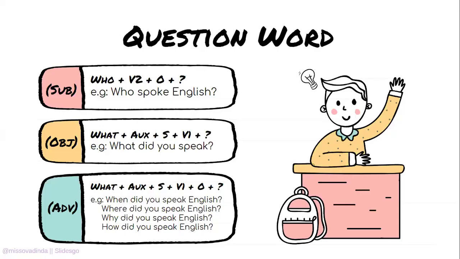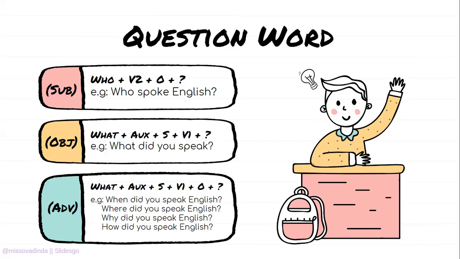Next, we will learn about question words, or WH questions. In Bahasa, we call it 5W1H. The first is who. If we are asking about who, of course we are asking about the subject. So who is directly followed by verb 2, because we don't know who the subject is. That's why we ask, right? So who is followed by verb 2 and then an object or complement. Who spoke English? Good job.